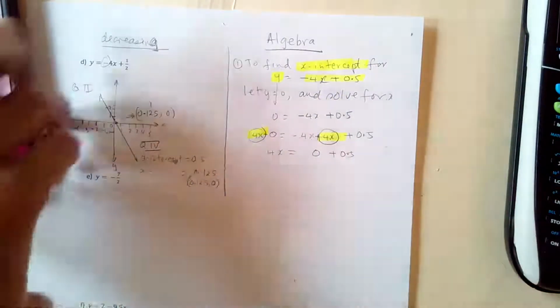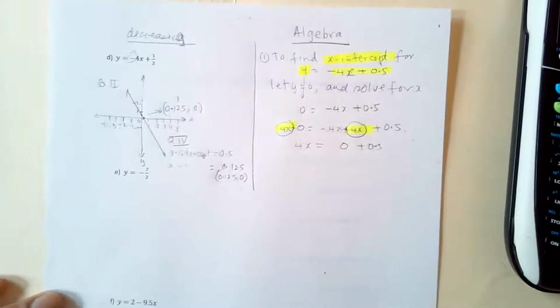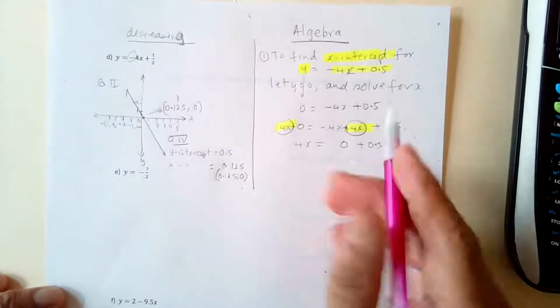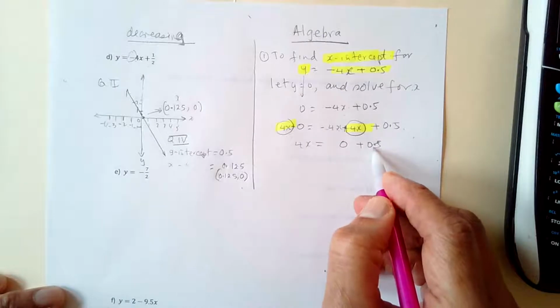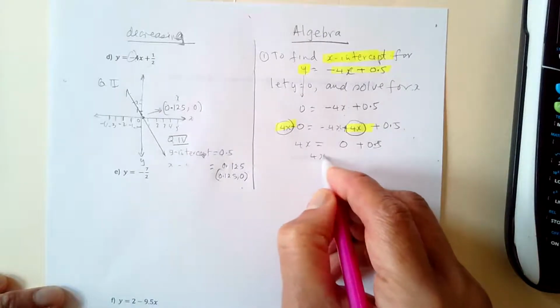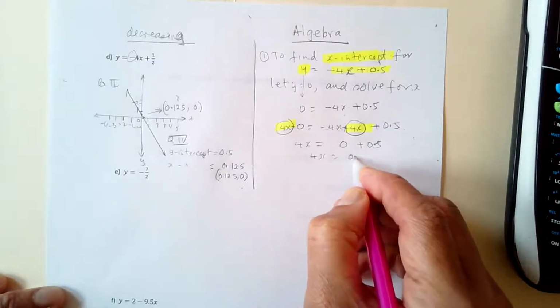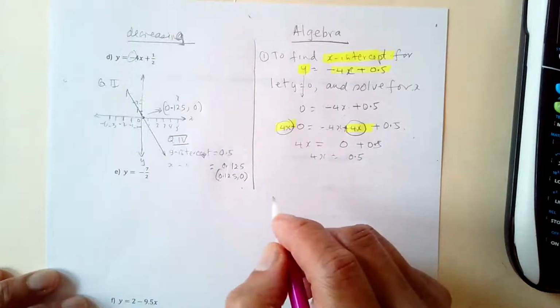You must do exactly what you do on one side and the other side. Now we have 4x is equal to 0.5. So I'll rewrite it here. 4x is equal to 0.5.